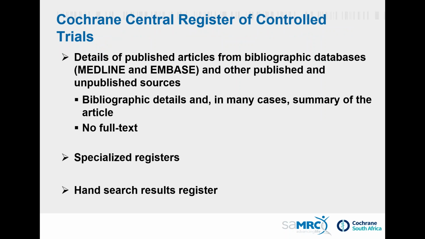The next database that we have is the Cochrane Central Register of Controlled Trials. Now, we are all aware that to do a Cochrane systematic review, you need to have access to all possible randomized controlled trials on a specific topic. And this is the access point to get all of those trials.